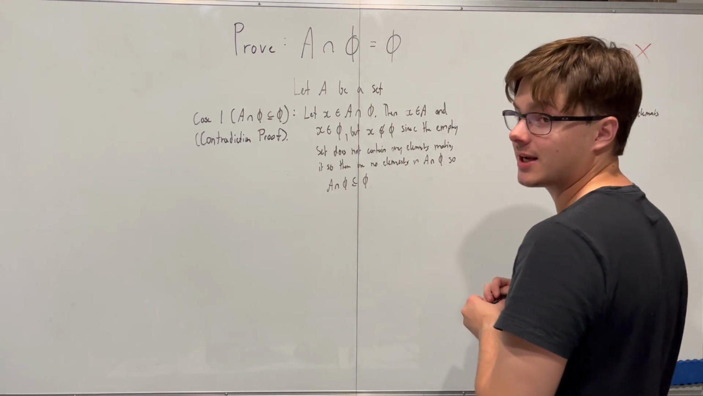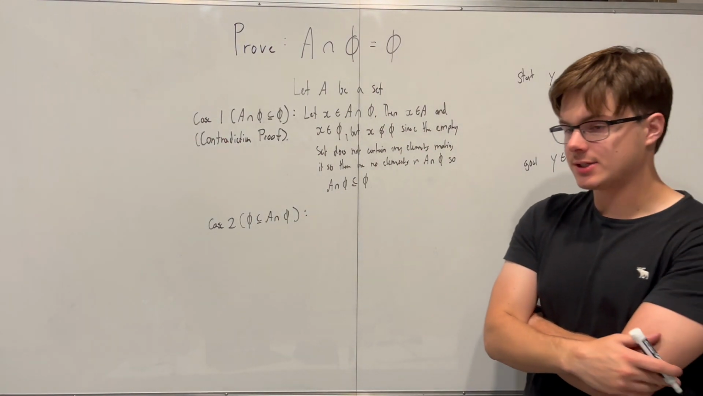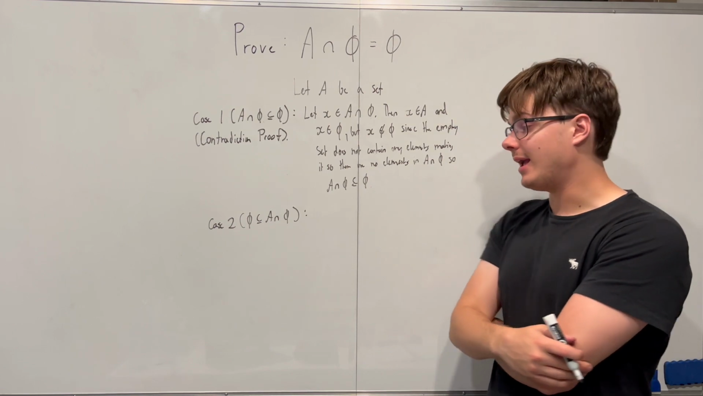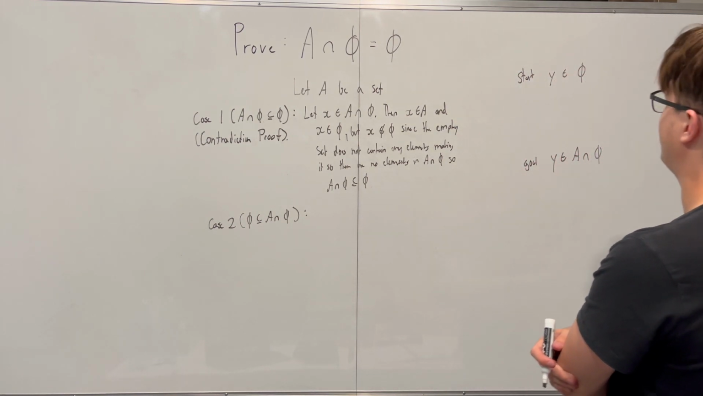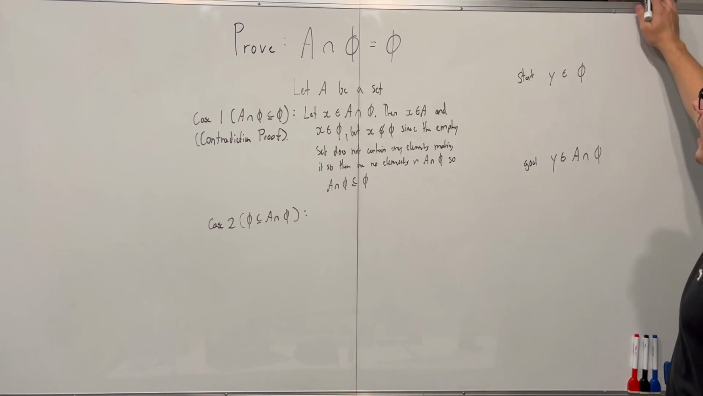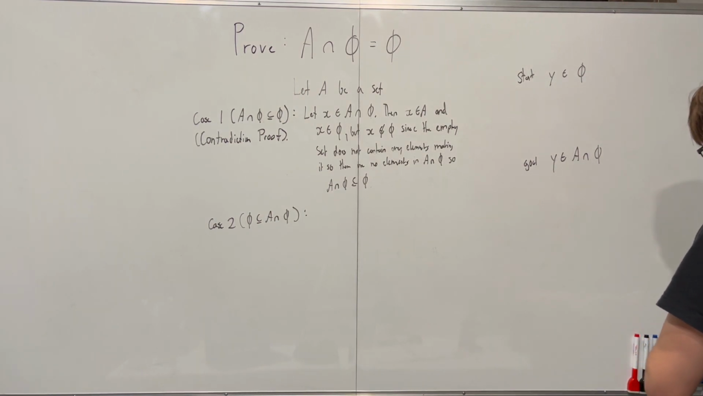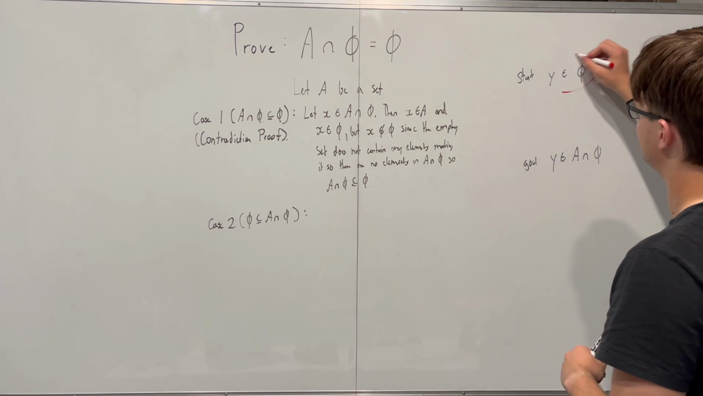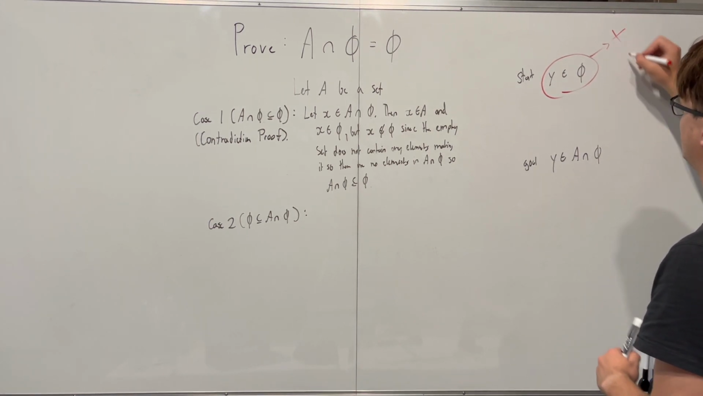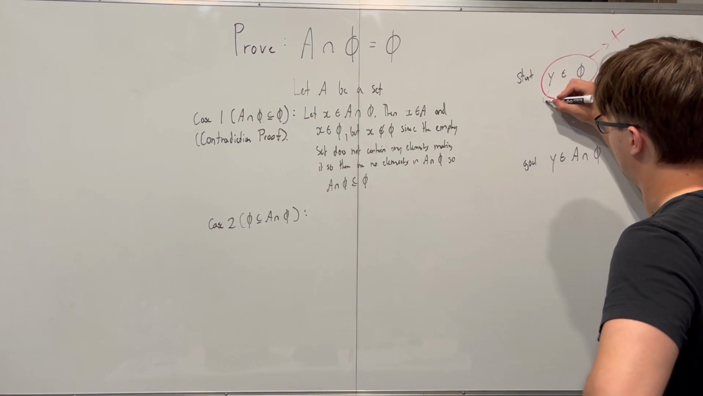Now let's prove the second case. So our second case is to show the empty set is going to be a subset of A intersected with the empty set. So we're going to want to create another representative variable. We're going to say let y be an element of the empty set. Now this is immediately a contradiction. You cannot have an element in the empty set. So we're going to say that there's a contradiction here.